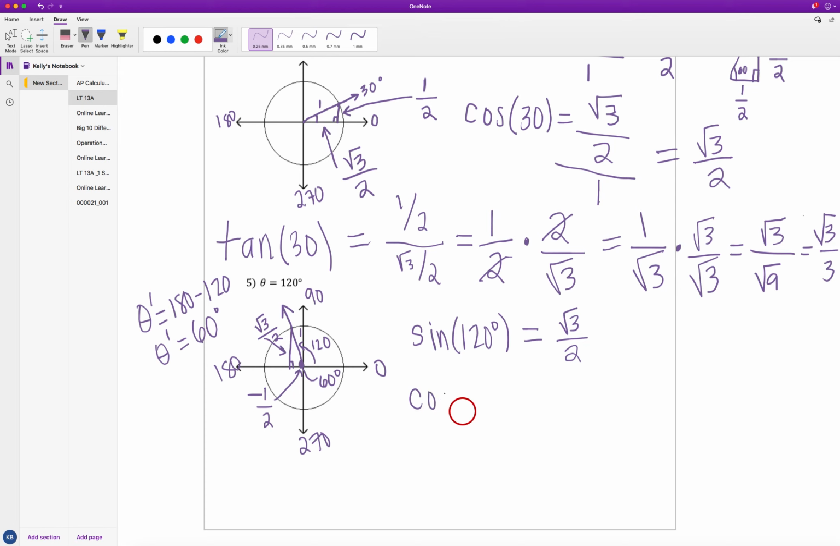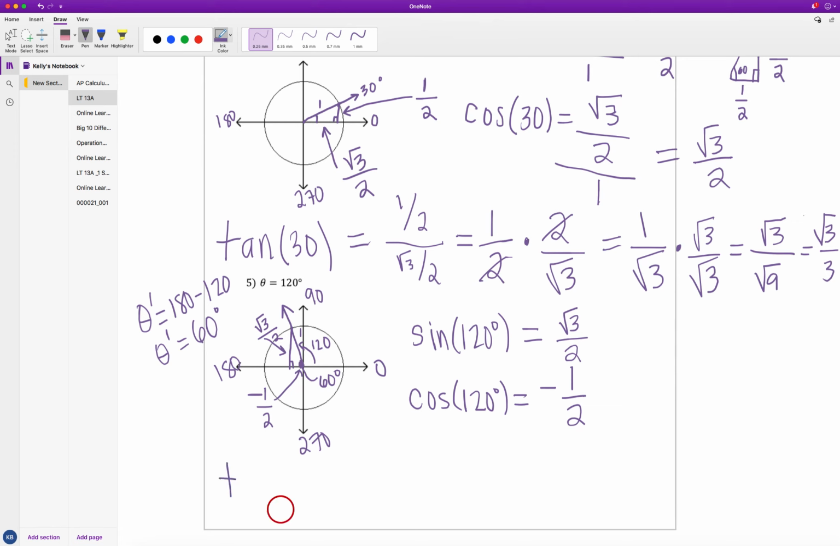Why don't you guys do cosine of 120 on your own right now, and then let's check it. Okay, remember cosine is adjacent over hypotenuse, so I'm looking at my reference angle. Adjacent to my reference angle is this horizontal side, which is equal to negative 1/2. So cosine of 120 is negative 1/2 over my hypotenuse, but dividing by 1 won't change anything.